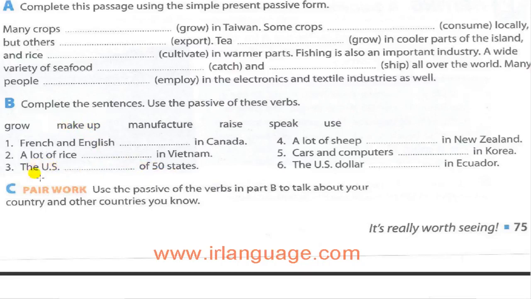And the verb to be here is singular, is. The US is made up of 50 states. A lot of sheep in New Zealand. Sheep, animals. So, a lot of, F as V and T as soft D. A lot of sheep are raised in New Zealand.